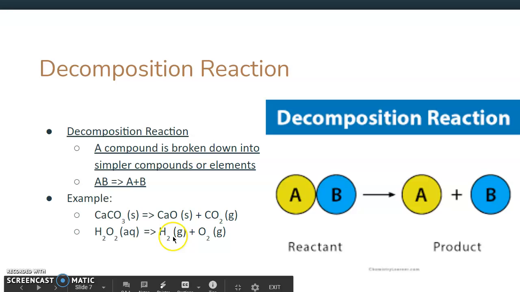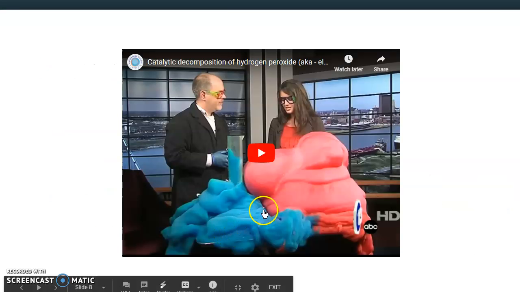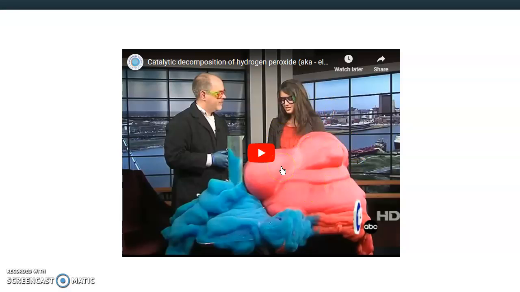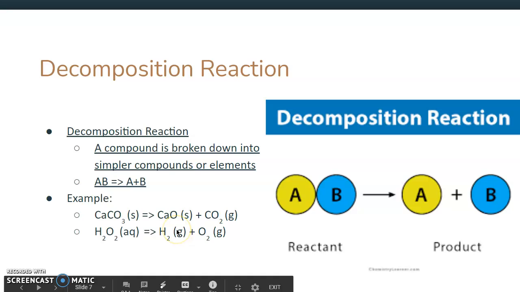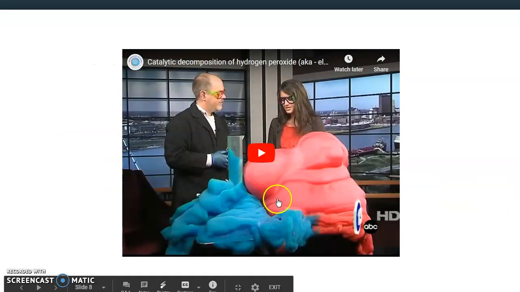So H2O2, which is H2, a gas, and O2, which is a gas as well. I have a fun video for this one. This is elephant toothpaste, which I think you guys have seen videos of before, but it's always fun to watch another, and they explain a little bit of how this H2O2 gets decomposed and creates all these bubbles.